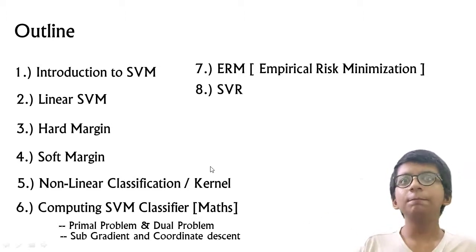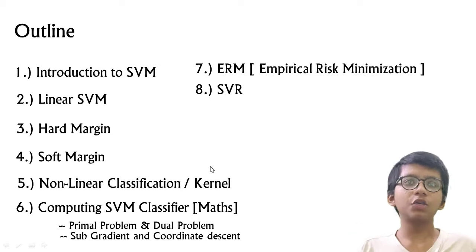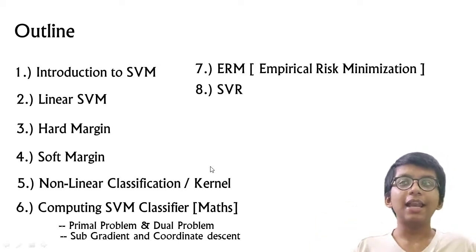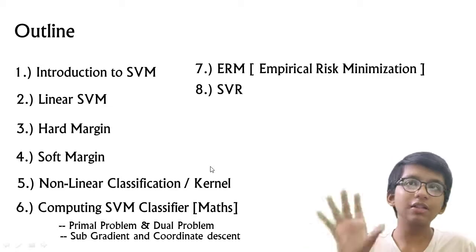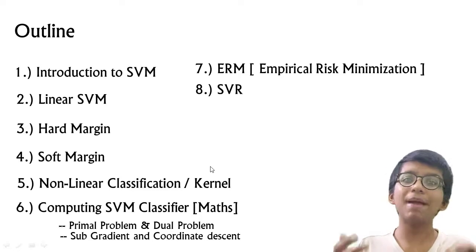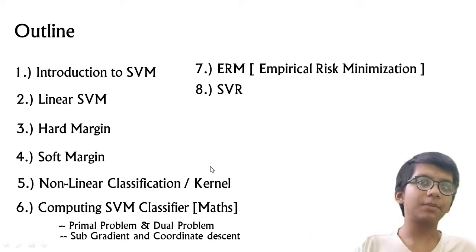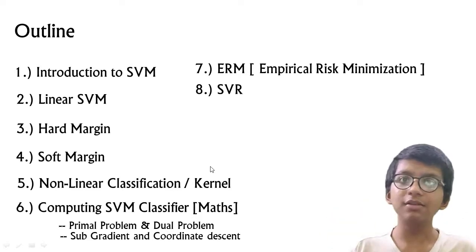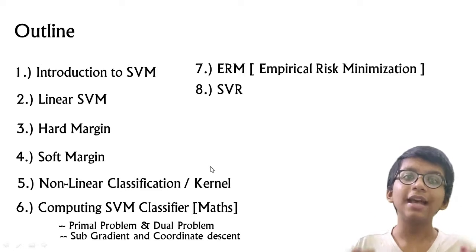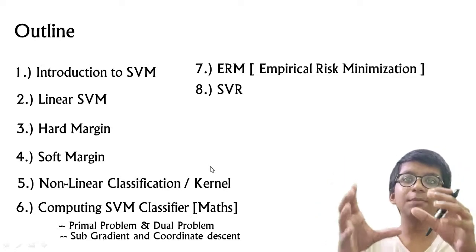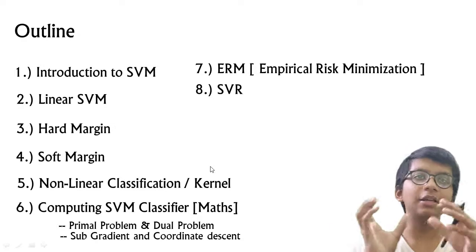Okay, so in this video, I'm going to start with an introduction to SVM, and then go a little further to talk about linear support vector machine. Then I will talk about hard margin classification, then soft margin classification. Then we'll talk about the kernel trick. Then we'll talk about the math behind support vector machine with two kinds of problem, primal and dual, and then we move on to modern methods of optimization, which are subgradient and coordinate descent. And then in the seventh part we'll talk about empirical risk minimization.